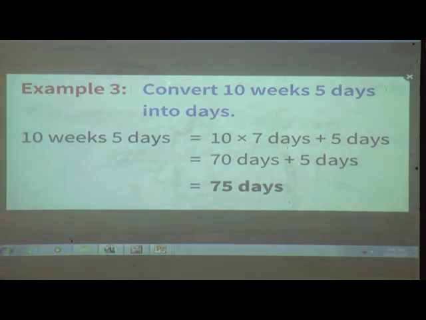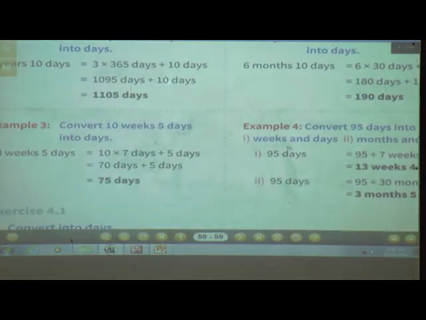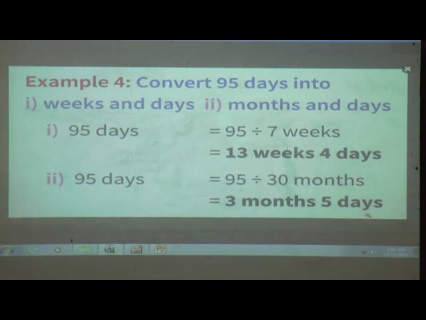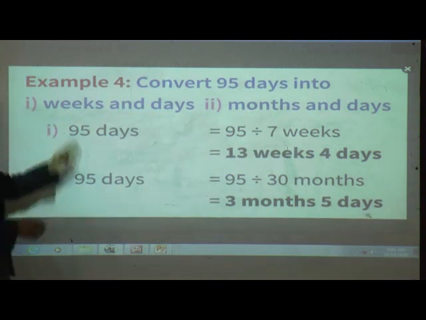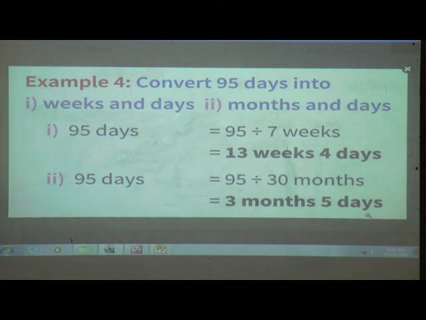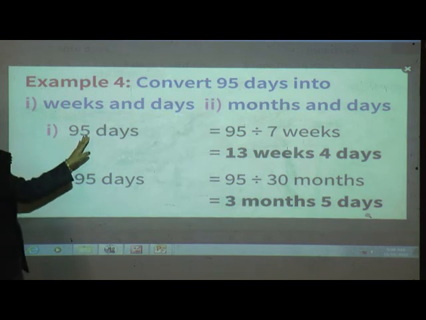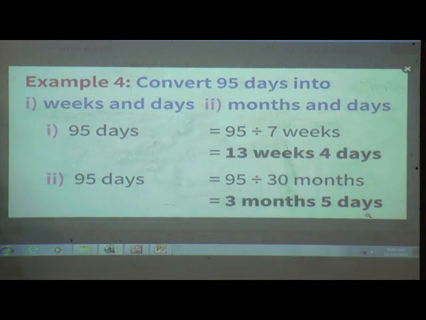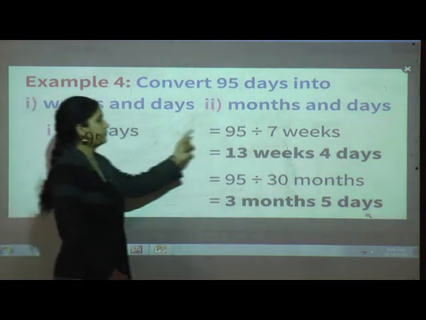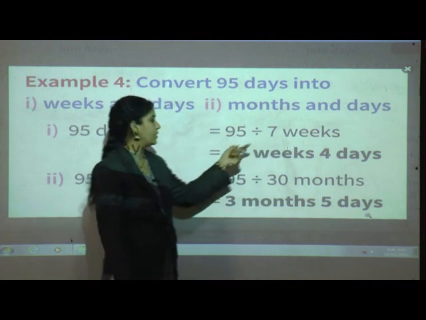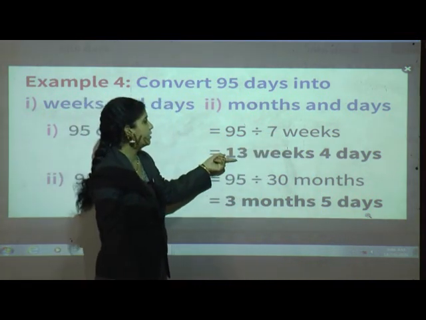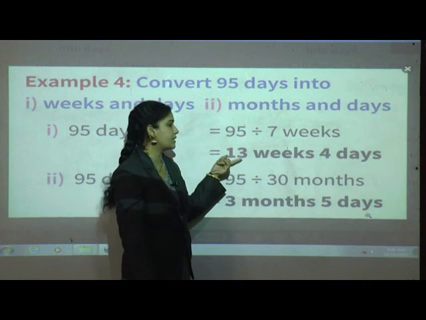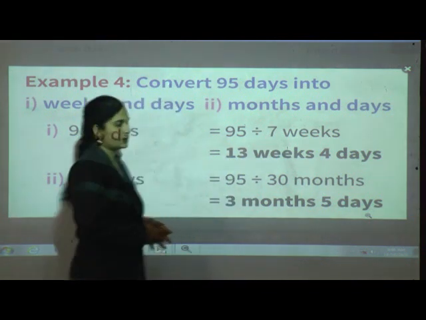Okay. So next example, here convert 95 days into weeks and days, even months and days. See here, 95 days. You know that in 1 week how many days? 7 days. So that's why 95 divided by 7. So just divide it, you will get the answer 13 weeks 4 days.